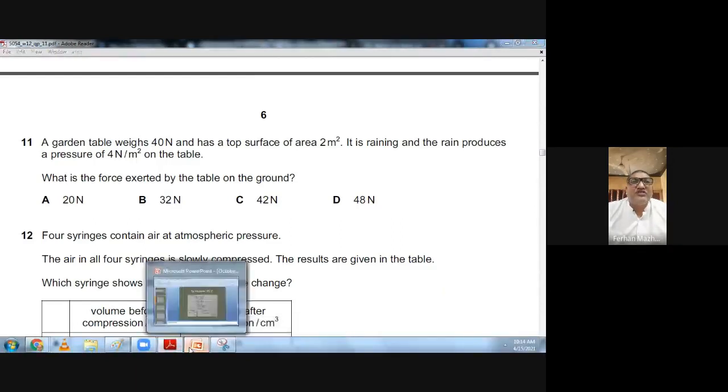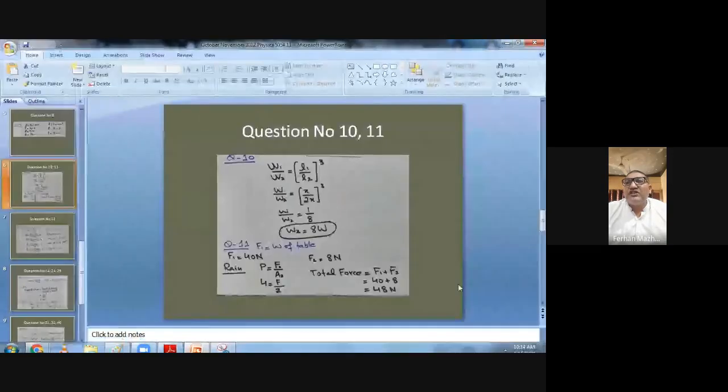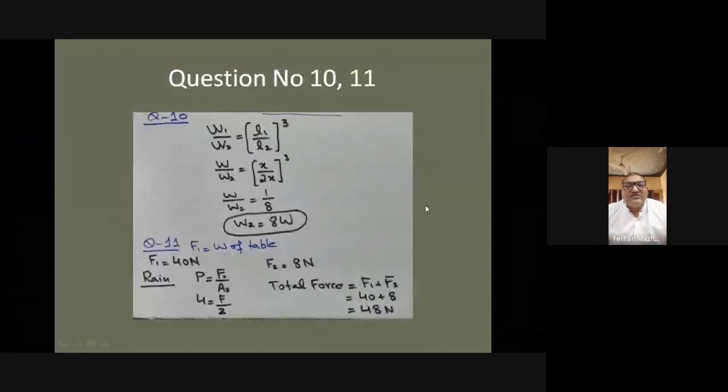So let me show you my work. There are two forces acting downward. One force is the weight of the table. So F1 is the weight of the table which is acting downward, and F2 will be the force in the downward direction which will be caused by the rain, its pressure on the top of the table. So F1 is the weight of the table, that's 40 Newton. And then there is a force in the downward direction due to the pressure of the rain. So I can find out that force: pressure is equal to force by area. I know the pressure, that's 4, and the area is 2. So cross multiply it, and F will be equal to 8 Newton.